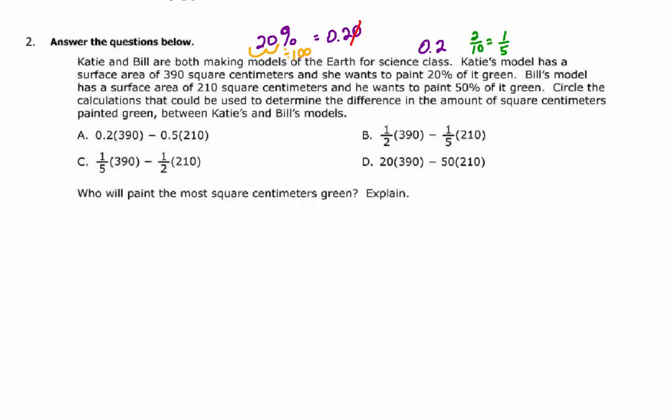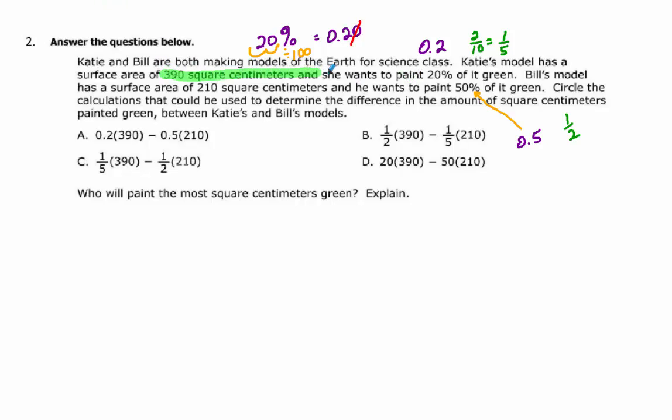For the 50%, our decimal is 0.5, and our fraction is 1/2. And now we're ready to match things up.